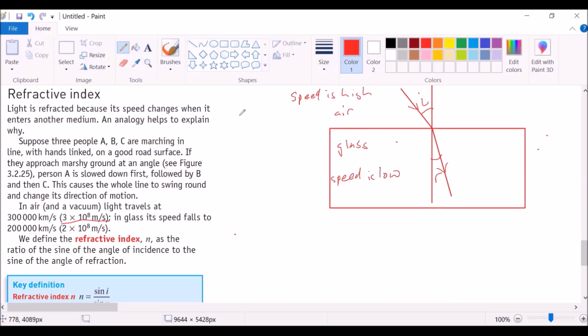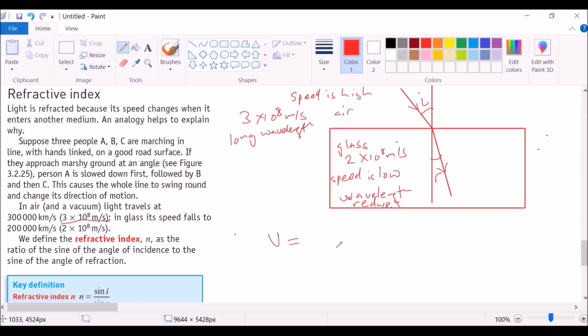Speed in air is approximately 3 times 10 to the power 8 meters per second. Speed in glass falls to 2 times 10 to the power 8 meters per second. So what happens is speed reduces and wavelength reduces. So there's long wavelength in air. Wavelength reduces and it's shorter in glass. What remains constant is the frequency.